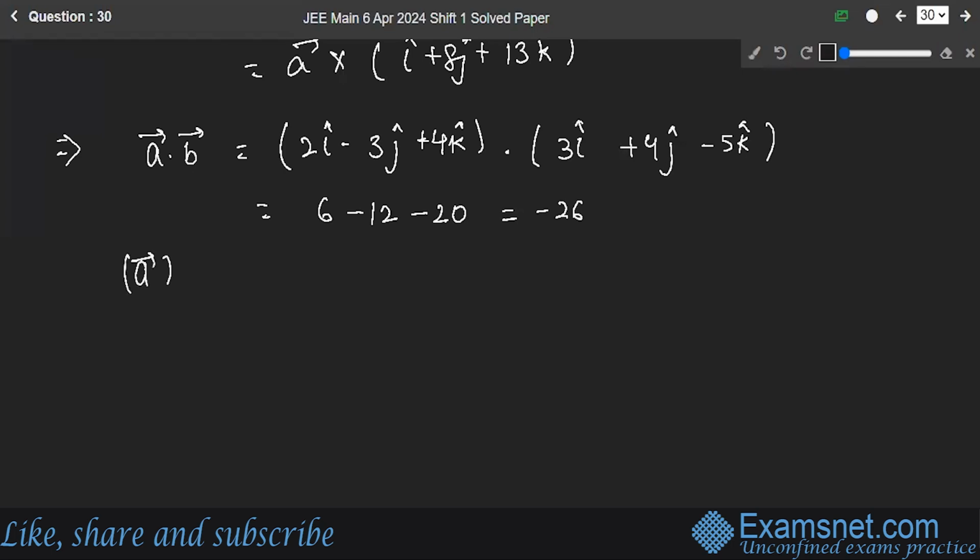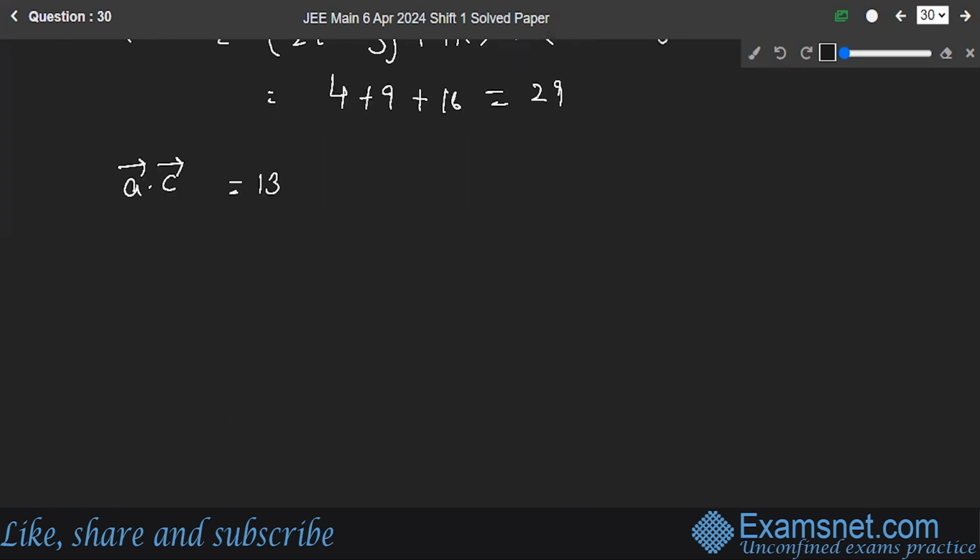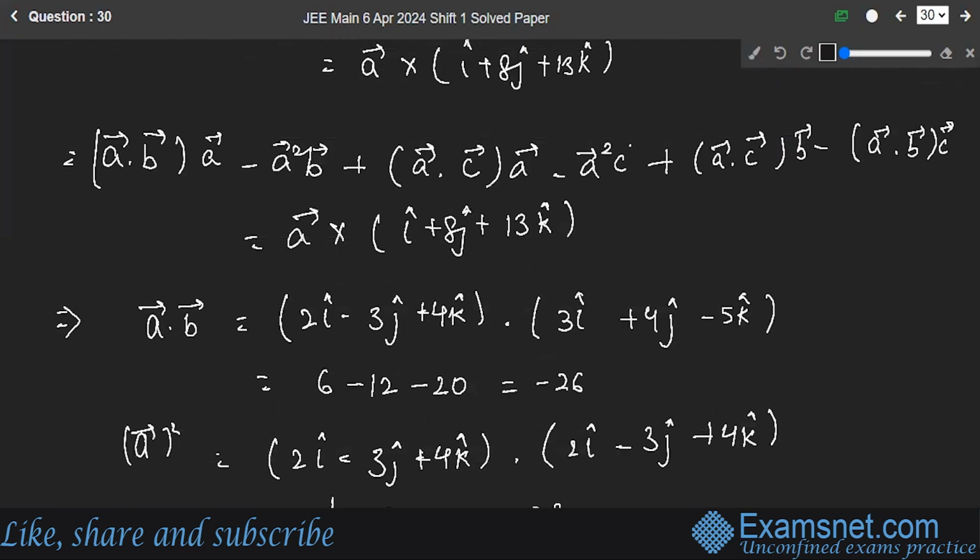And A vector square, this will be, the dot product of 2i, 3j and 4k with itself. This will be 4 plus 9 plus 16, which is equal to 29. And let's go with the dot product of A and C. It's given in the question that this is equal to 13. And next, we have to find out the dot product of A and B, which has been already done.